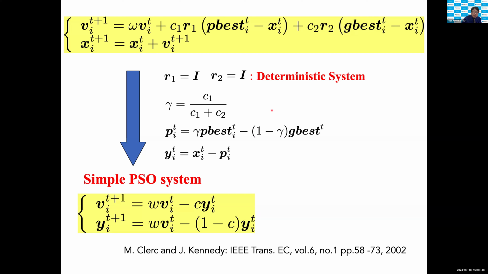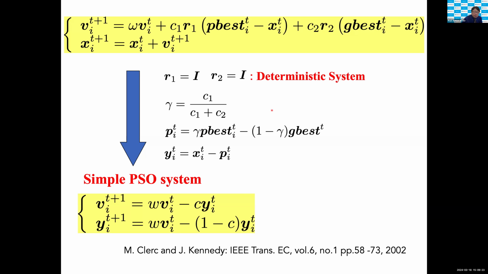The dynamics of PSO include uniform distribution random numbers R1 and R2, making its dynamics probabilistic. By setting R1 and R2 to a constant value of 1, we transform the dynamics into deterministic dynamics to analyze the effect of the inertia and acceleration coefficients.